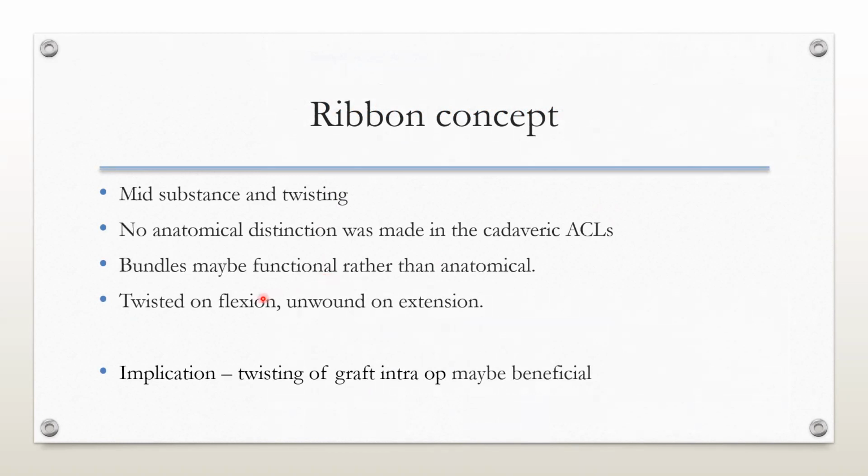They say that the bundles may be just functional rather than anatomical, meaning depending on the orientation of the fibers and different degrees of deflection, some parts of the ACL just twist on itself to look like a posterolateral bundle and an anteromedial bundle. And this twist gets unwound on extension. The implication is that since ACL reconstruction is done in knee flexion, they are advocating twisting of the graft intraoperatively, suggesting that might be more beneficial than placing the graft as such.